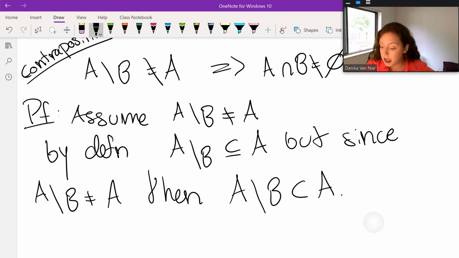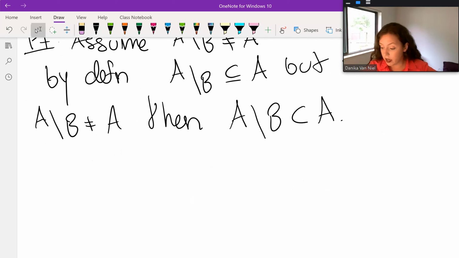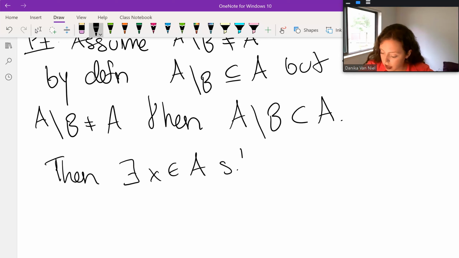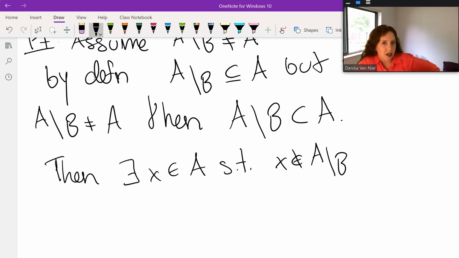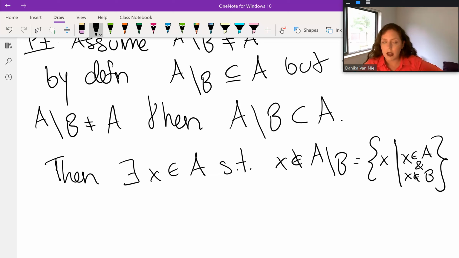Okay, so what does it mean? Well, we just kind of talked about it. There exists some X in A such that X is not in A minus B. And maybe let's rewrite what that set is, just to help us remember. So it's all the elements X such that X is in A, but it's not in B.